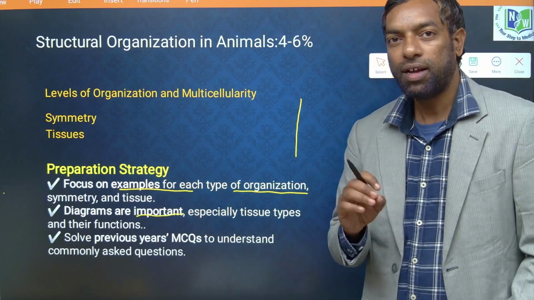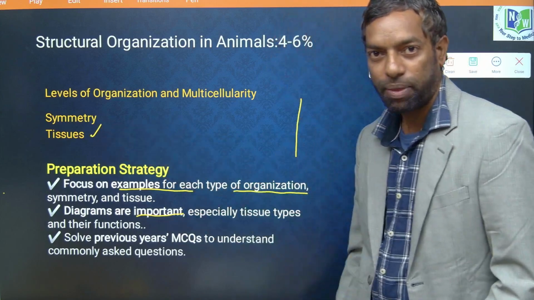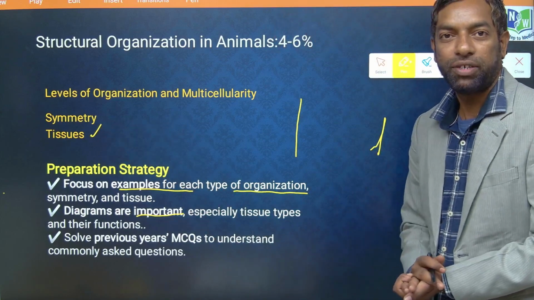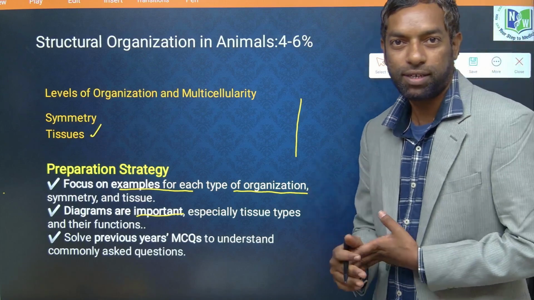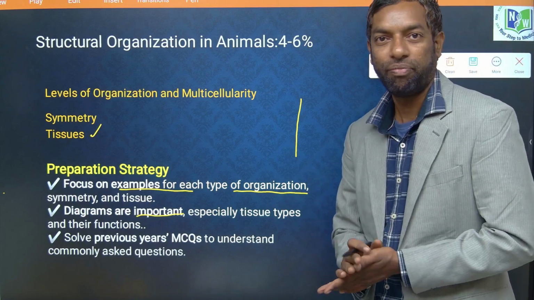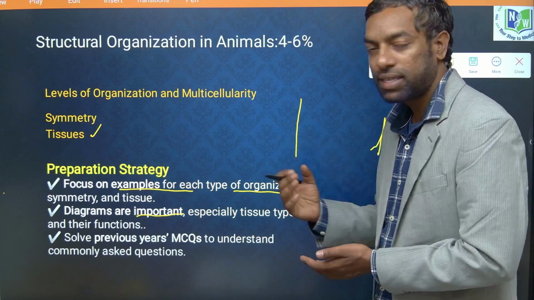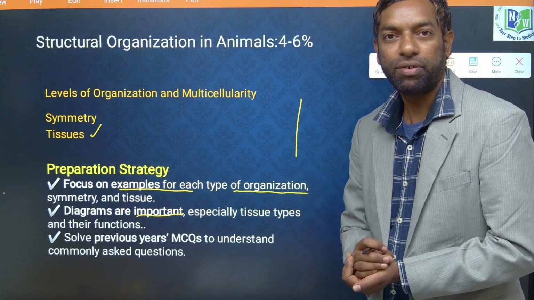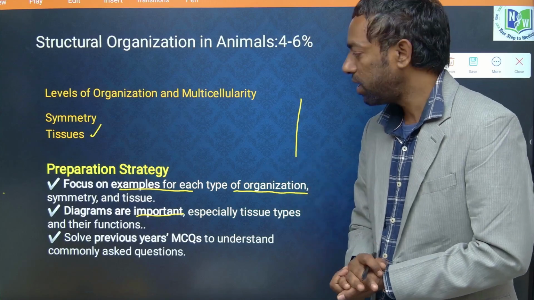Diagrams will come only from tissues. What are the types of tissues? Four kinds: epithelial tissue, connective tissue, nervous tissue, and muscular tissue. Diagram-based questions will come, and examples will come. What kind of tissue takes place? What are the importance and characters of the tissues?